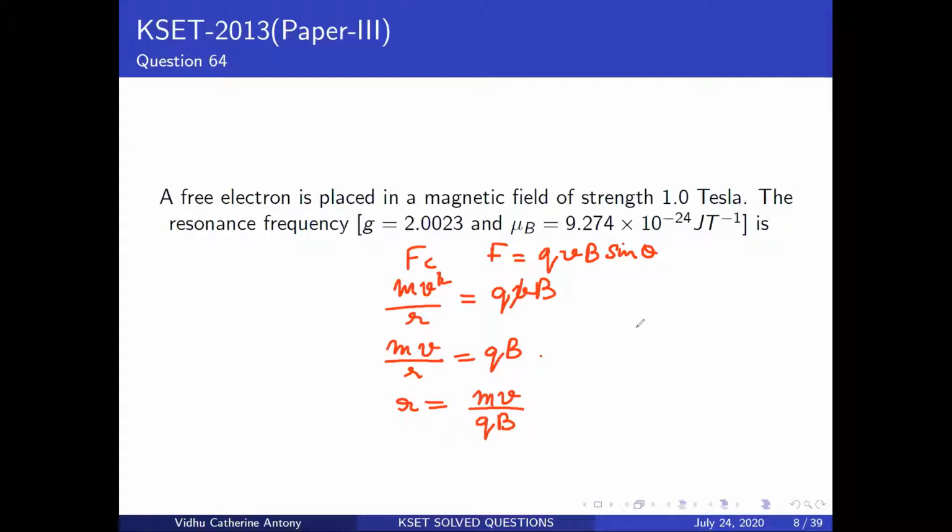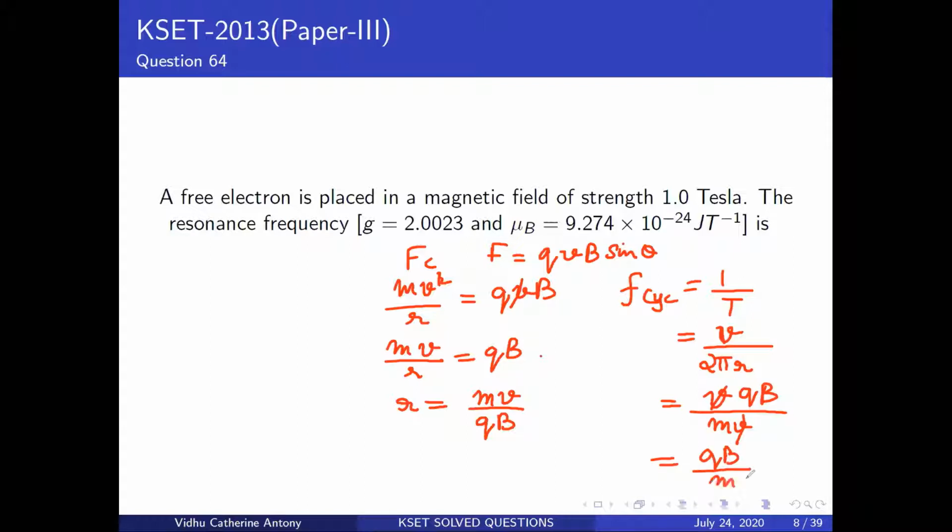Also, what do you need to find basically? When you're talking about your cyclotron frequency, I will just write cyclotron here, you basically have to get 1 by t, right? So what is time? Time is equal to distance divided by speed. So I will write this as 1 divided by 2 pi r by v. I substitute this r that I got from here, my v gets cancelled, and you get qb divided by 2 pi m. If I write it in terms of angular frequency, it's going to be qb divided by m. So this is your cyclotron frequency.